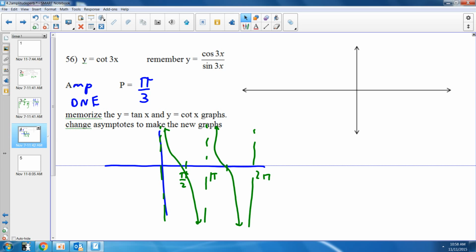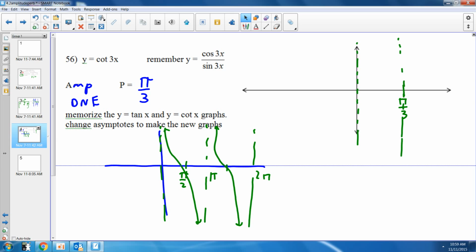Again, I'm not looking at any table. I'm just adjusting it. My new period is going to be pi over 3. Pi over 3 is going to be where I want to mark this one right here. Notice this graph at the origin is the y-axis. It's starting from the y-axis. I'm therefore starting here at the y-axis. That's not going to be the same for tangent.